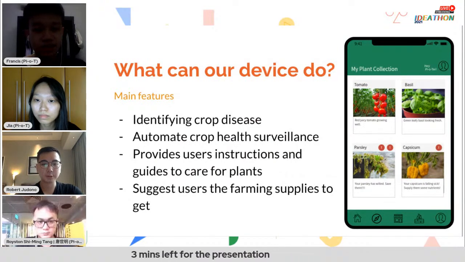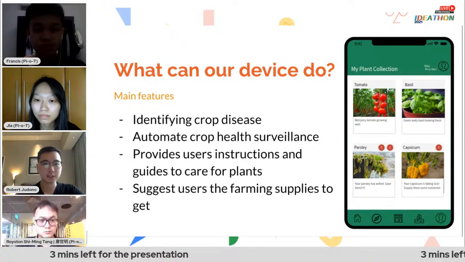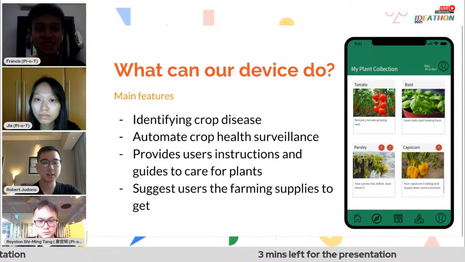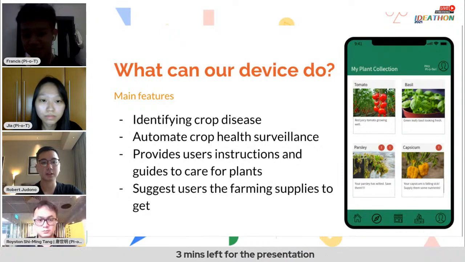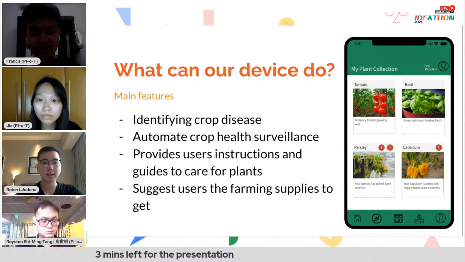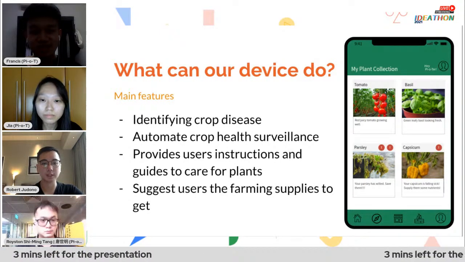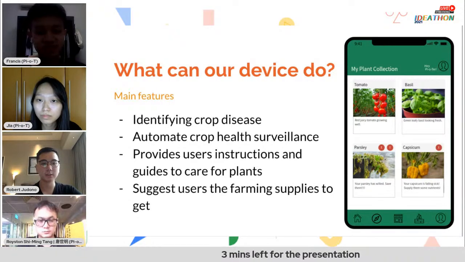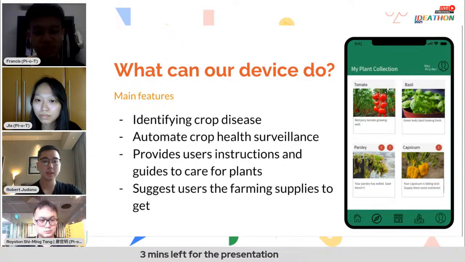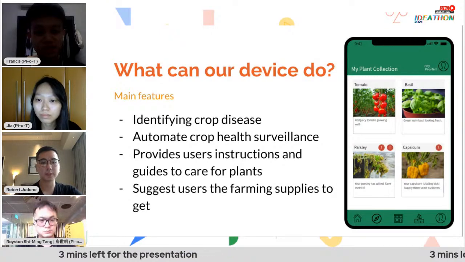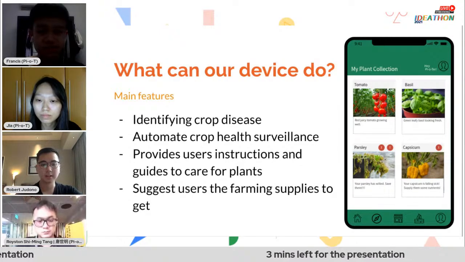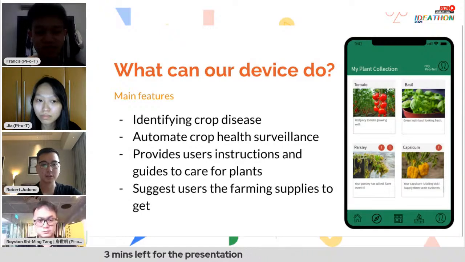Hello guys, my name is Robert and I will be continuing this presentation. So now I'll be talking about what our device can do. First of all, it can identify the crop's disease and it can automate the crop health and surveillance. It provides the users instructions and guides to care for the plants and suggests what farming supplies for the users to get. And in the next slide, we'll see additional features.